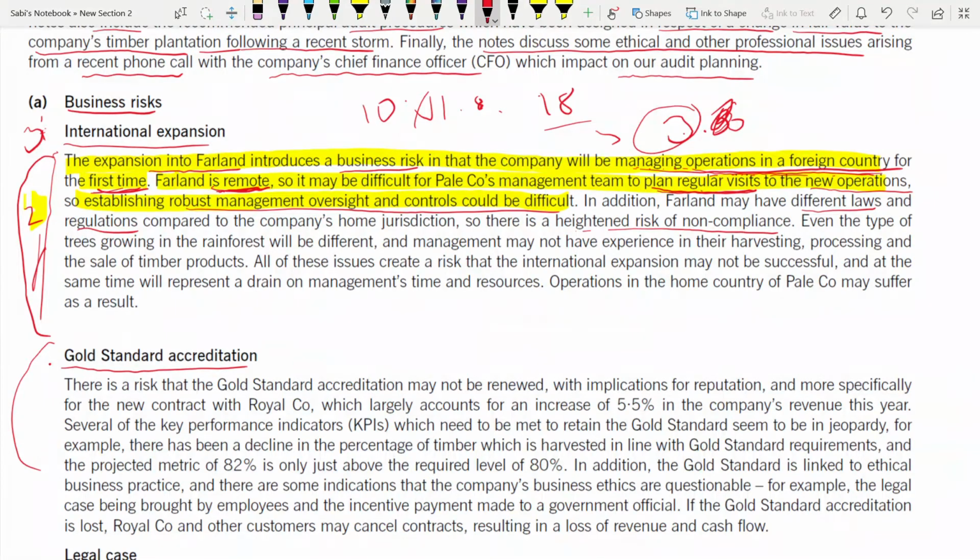Now, even the type of trees growing in the rainforest will be different. This is the fourth type, the fourth risk they are talking. Okay. And management may not have experience, they might not have experience in their harvesting, processing, and the sale of timber products. So all of these issues creates a risk that the international expansion may not be. So finally, you're summarizing all, okay? That all of these issues, whatever you have explained till here, they are risks that the international expansion may not be successful. And at the same time will represent a drain on the management's times and resources. Operations in the home country of Farland may suffer as a result.